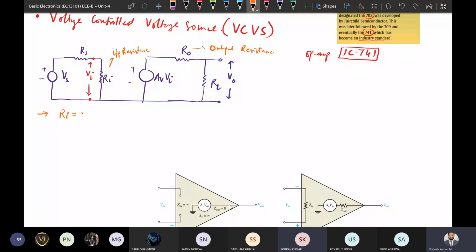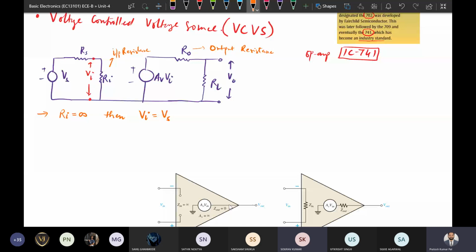If the input resistance is infinity, then whatever input voltage Vs we are applying will be equal to V input. So V input here will be equal to Vs. Our main motive for any circuit, suppose this is the block of the circuit, is that whatever input voltage Vs we apply, the same Vs should appear at the input voltage also.